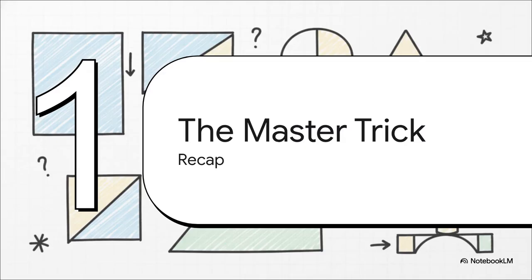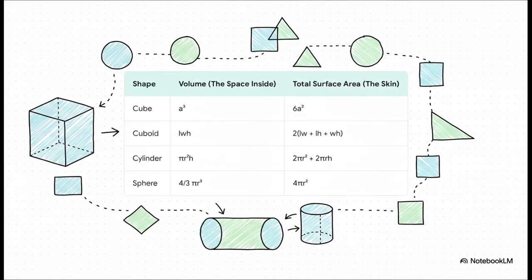Okay, we have covered a ton of ground. So let's pull it all together and recap this master trick so you can walk away with a crystal clear method. So here it is, your new cheat sheet. But look, it's not really a cheat sheet anymore, is it? Because now you can look at every single one of these formulas and see exactly where it came from. You see the cube's volume, a cubed. You know that's just its base, a squared, times its height, a. You see the cylinder's surface area, and you know that's just two circles and a rectangle. It all makes perfect sense now.